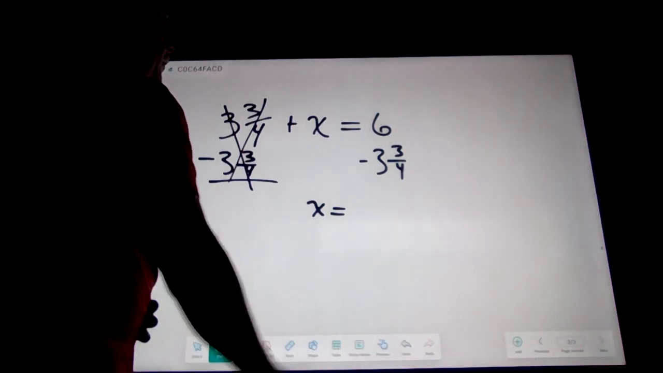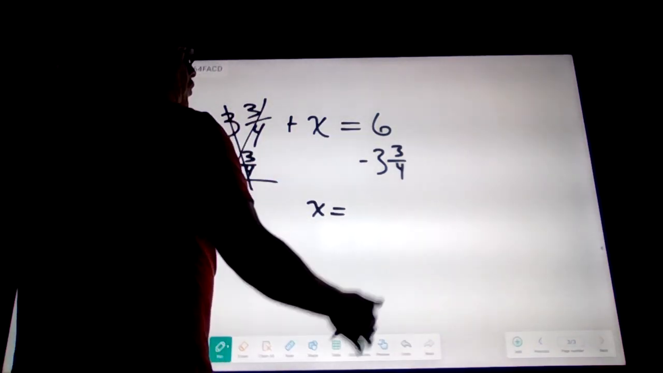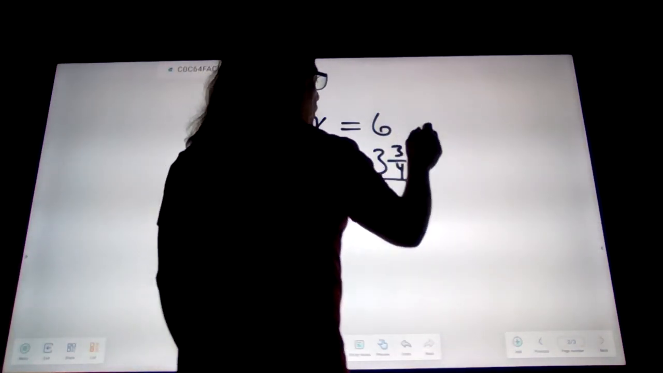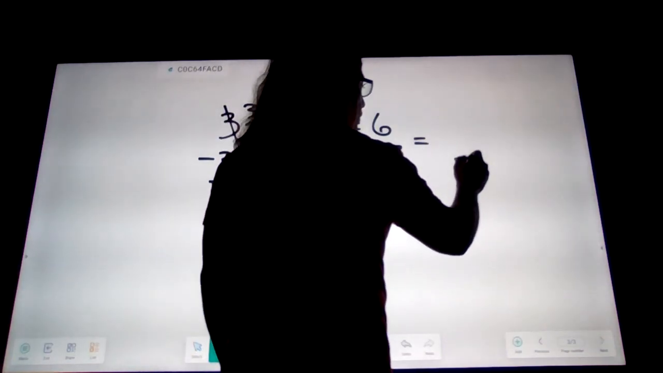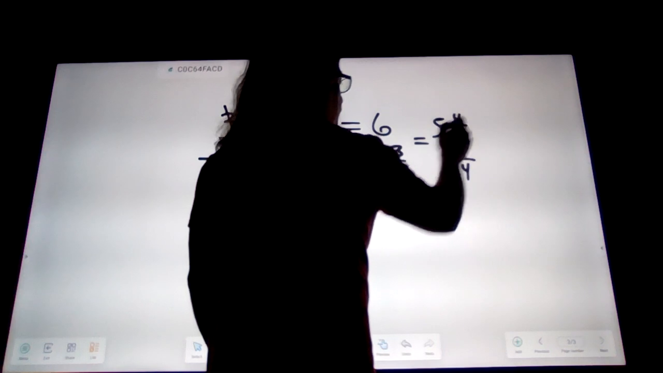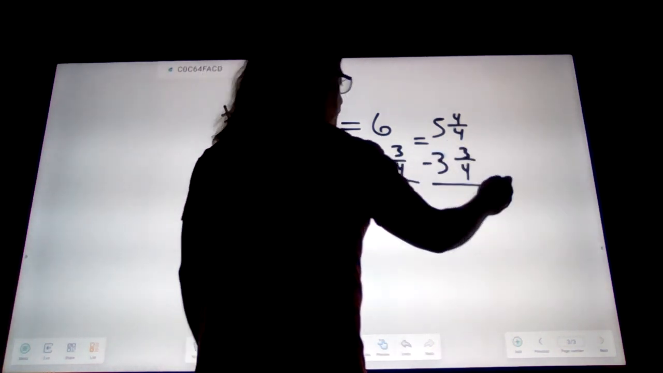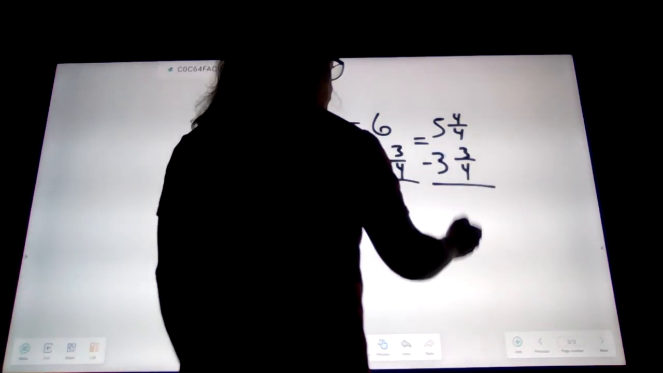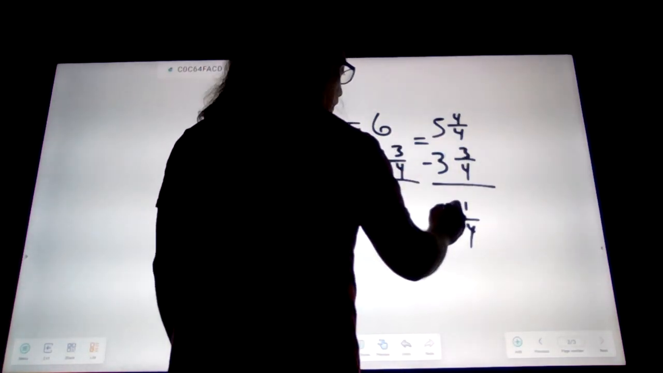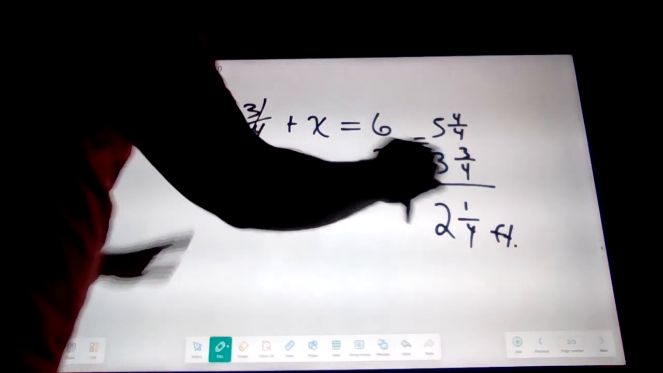Okay. Now, what we have to do here is something that's kind of a review a little bit. We have to find a common denominator on this right here, okay? So we know it's going to be, fourths are going to be our denominators. Okay, and this is going to be 5 4/4. Bring our 3 3/4 over. Okay. So we know that just subtracting is going to be 1/4 and 2 1/4 foot is going to be the missing part.